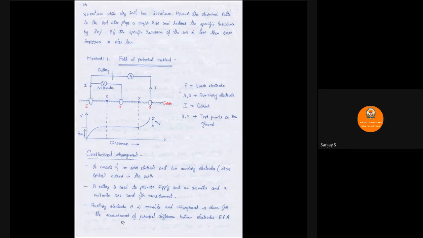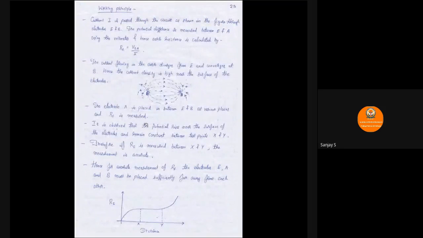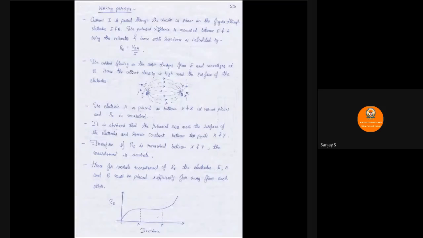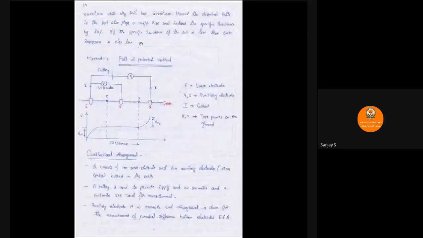Same thing you can see it has been described here. You can read the description later. Let us go to the operating principle. Initially, the battery is turned on and current starts to flow through the entire circuit. And once the current starts to flow, the potential difference is measured between the points E and A over here. That is between E and A, the potential difference will be measured and that will be shown in the voltmeter.